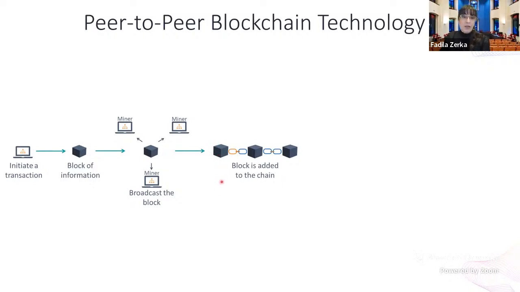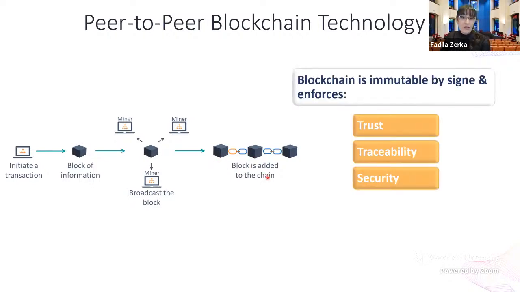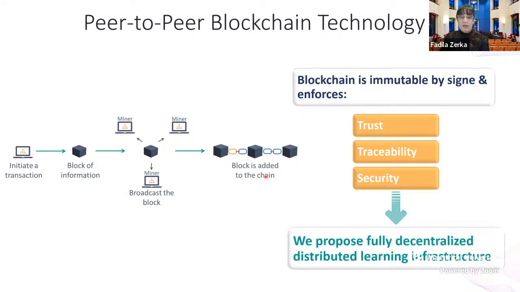This block is linked to the previous block on the chain by linking it to the hash of the previous block. This hashing system makes the blockchain immutable by design. Therefore, it enforces the trust, the traceability, and security of the information that is stored on it. Herein, we propose a fully decentralized distributed learning infrastructure to analyze medical data.